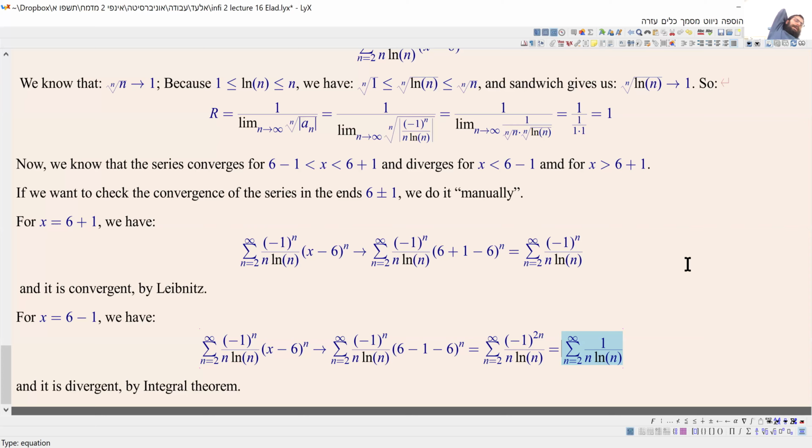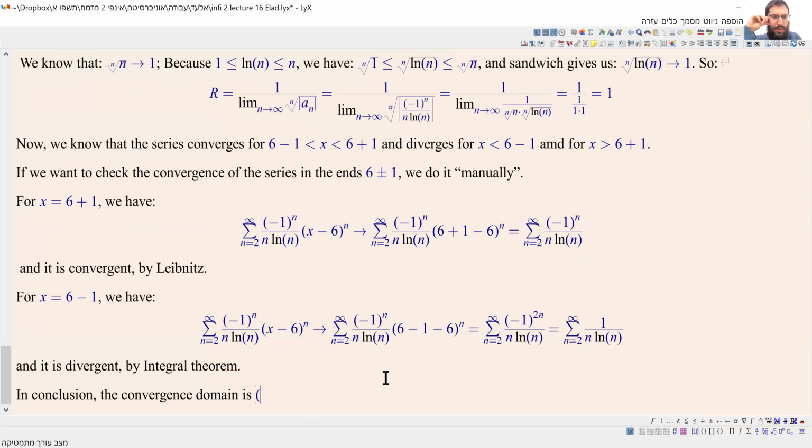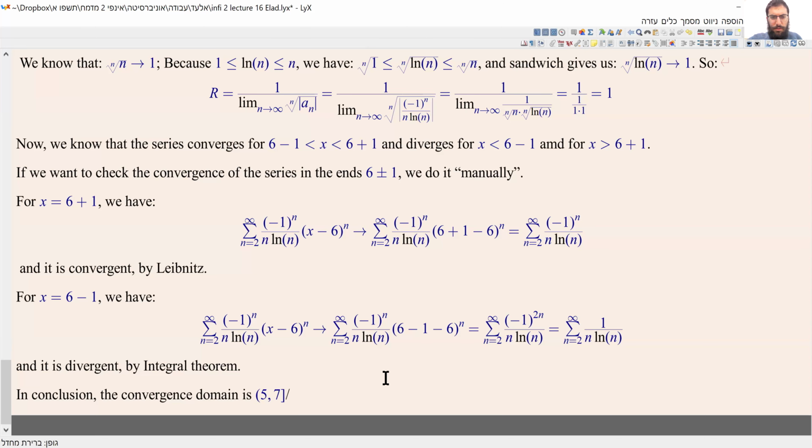In conclusion, the convergence domain is from 5 to 7, including 7, not including 5, which can happen, as we mentioned, including the left end or the right end.